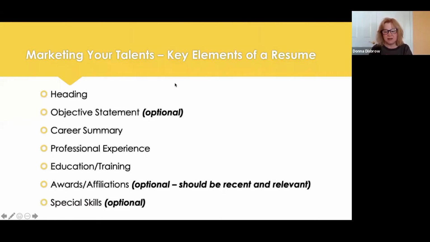I think the next thing, the career summary, is the most important part of the resume. It needs to be clear. It needs to tell everything you've done, and it needs to do it quickly. And then, of course, you would have your professional experience, your education and training. Awards and affiliations, here again, unless they're relevant, they don't need to be on there. And then special skills, that's also optional. And I would say that a special skill would be used particularly for someone in a technical field where there's a bunch of different, say, programs or something like that they would need to include.